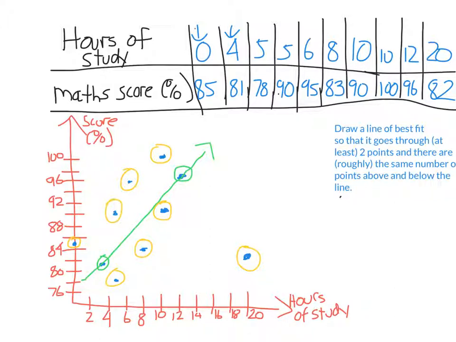Remember, the equation of any line is y equals mx plus b. m is the gradient and b is the y-intercept. So the first step is to find m.